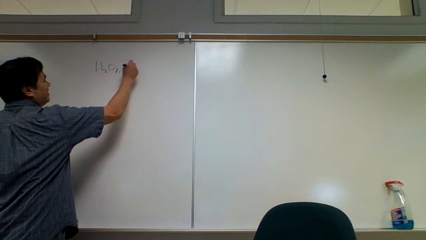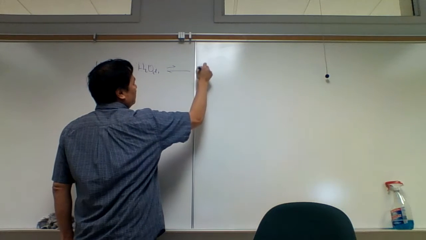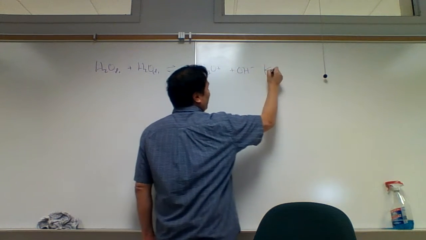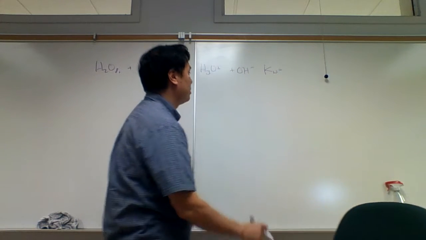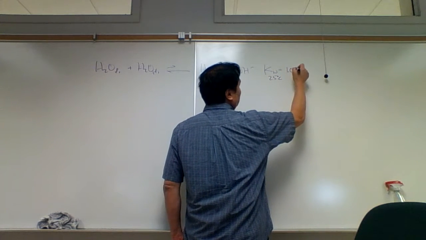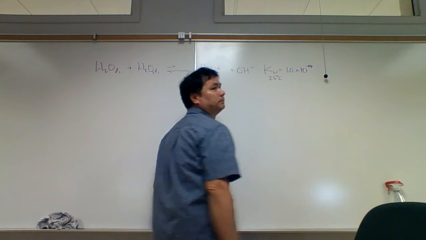H2O liquid plus H2O liquid. It's going to be a small amount of hydronium and hydroxide form. KW at 25 degrees C should be memorized. What is it? Yeah, it's 2 sig figs, so 1.0 times 10 to the negative 14.